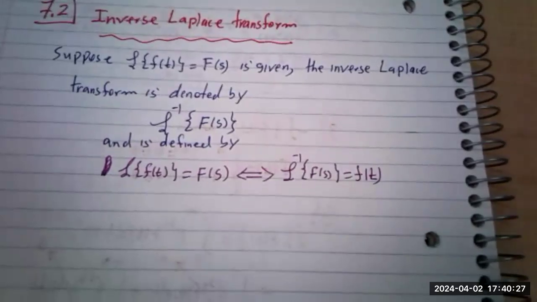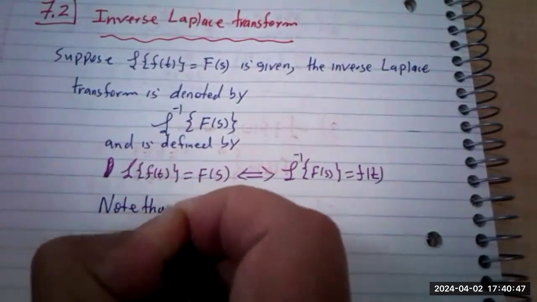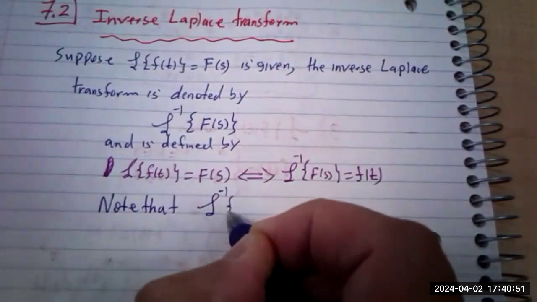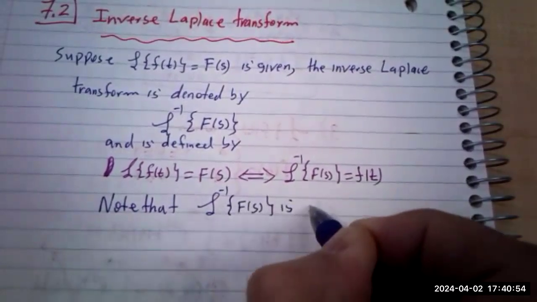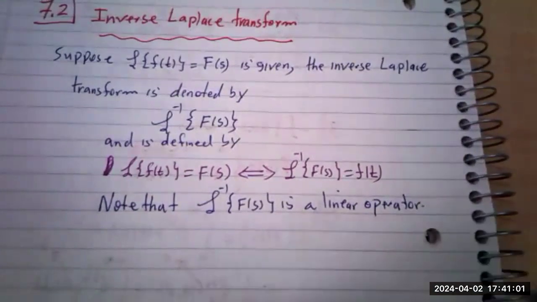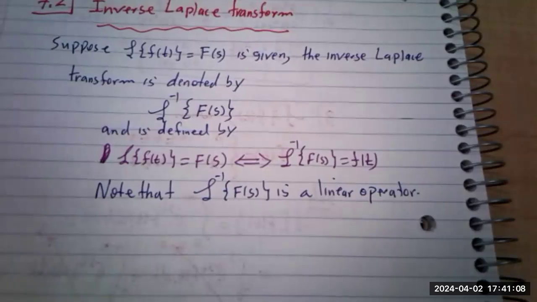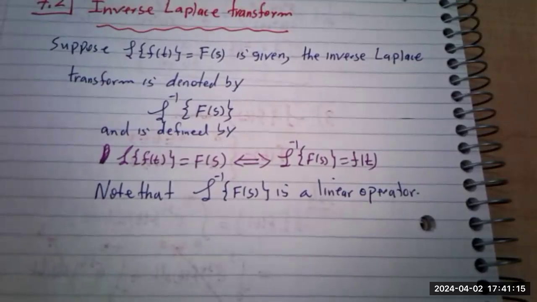So in the first part, f of t is given to you and you find F of s. In the second part, F of s is given to you and you want to find f of t. So we write it down as a Laplace inverse. Again, this is a linear operator, so addition goes to addition, and scalar multiplication too. So quickly note that the Laplace inverse is a linear operator. Linear operator means that if you have an addition, you can break it into parts.